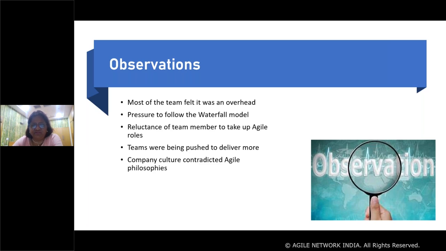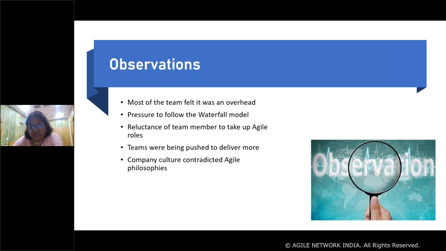Then the team members did not want to take up the agile roles. They thought that these were bureaucratic positions being given to them. And the project managers were pushing the teams to deliver more, to increase productivity and all the typical things we have in our day-to-day services. Everyone is being forced to do more. If they have completed something and marked it as done, then more stories were getting assigned in each sprint. Sometimes we completed all the stories in the sprint and then there was pressure to take up more and more stories.